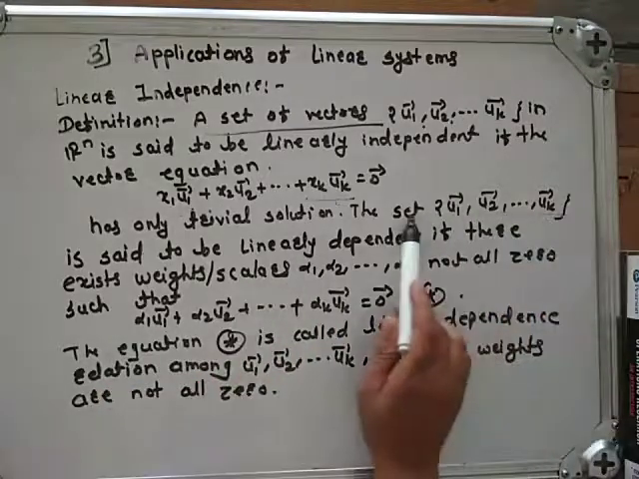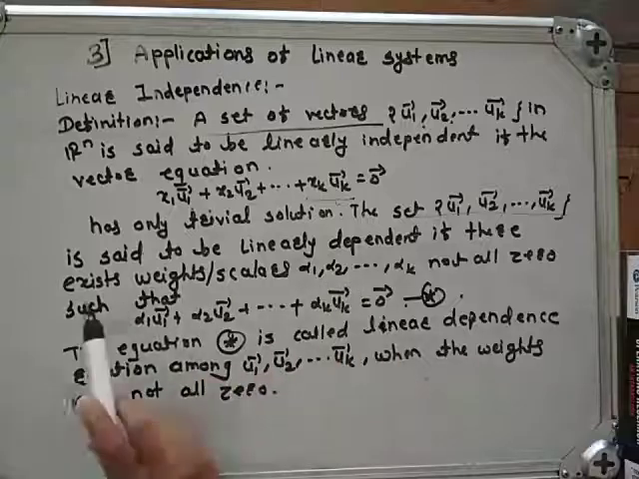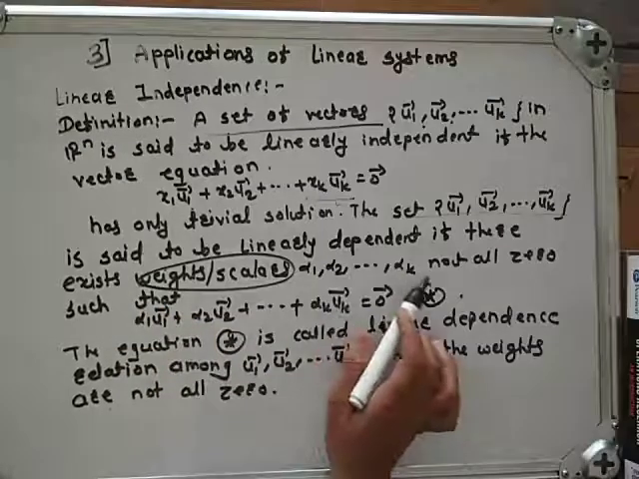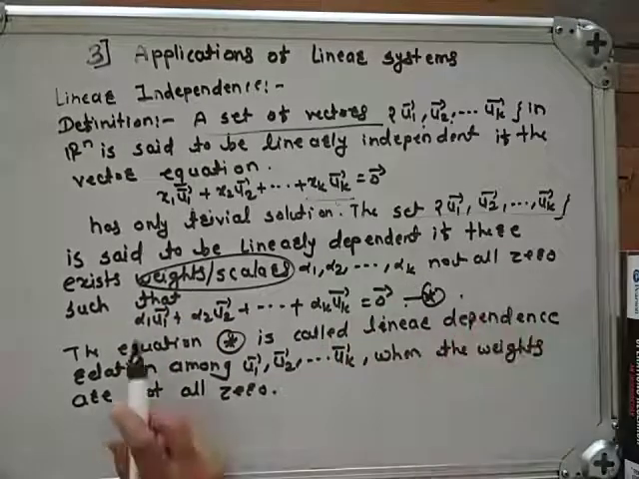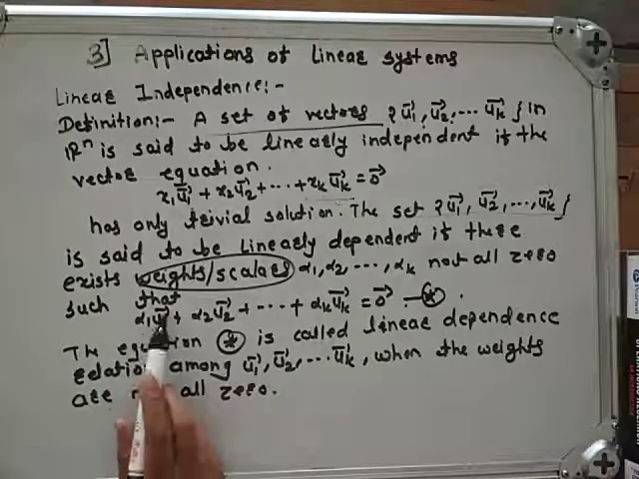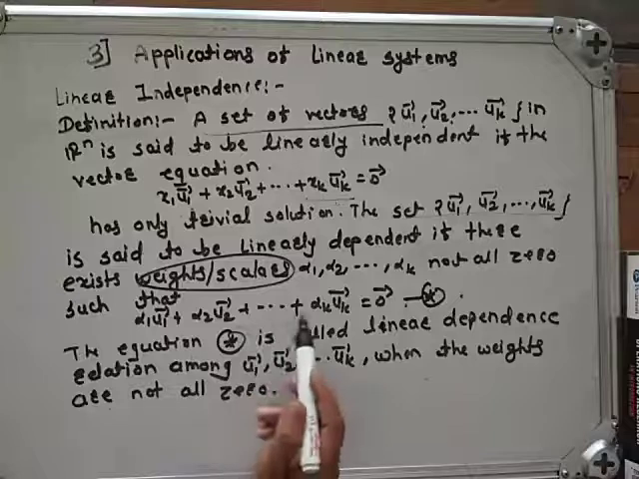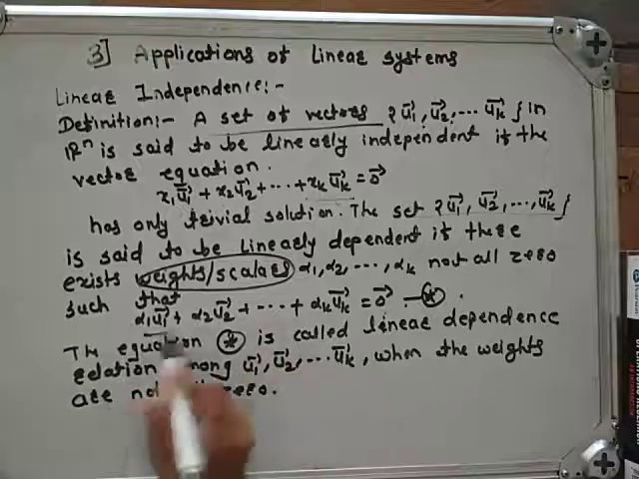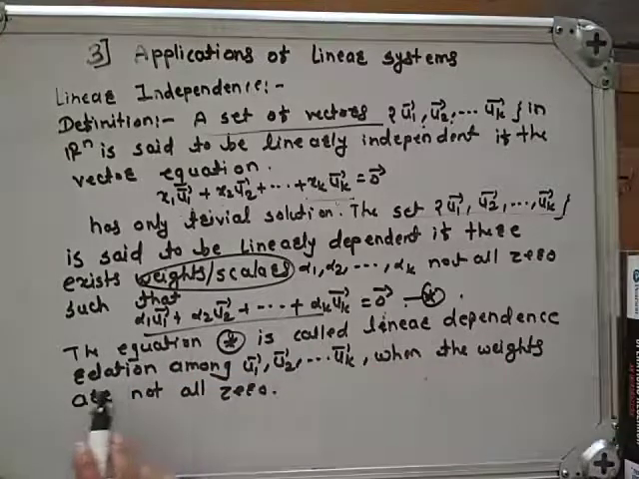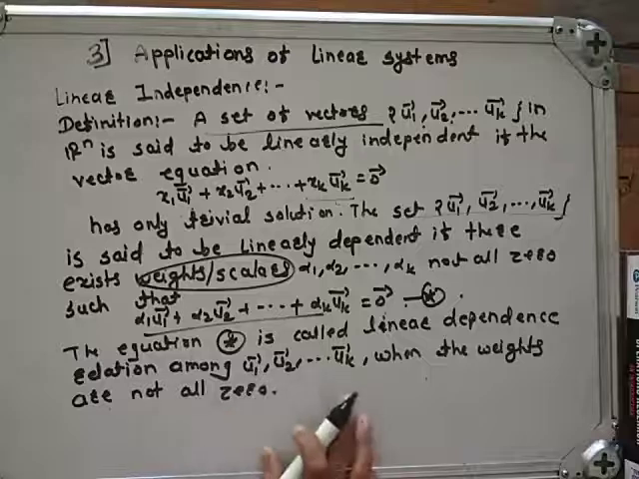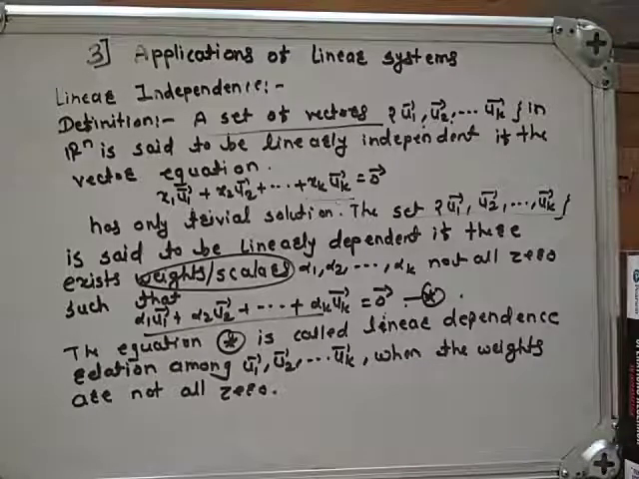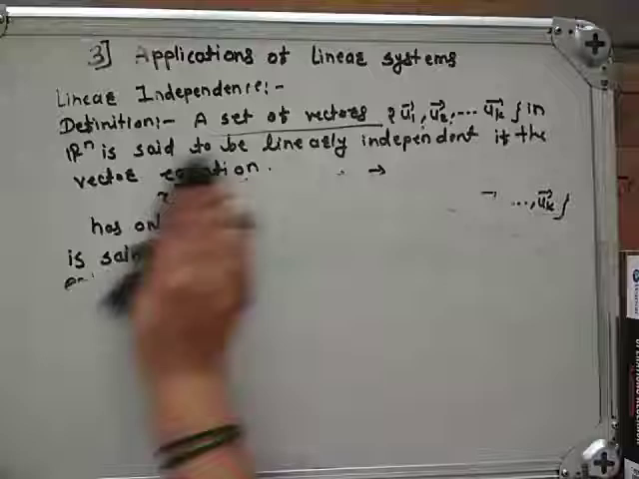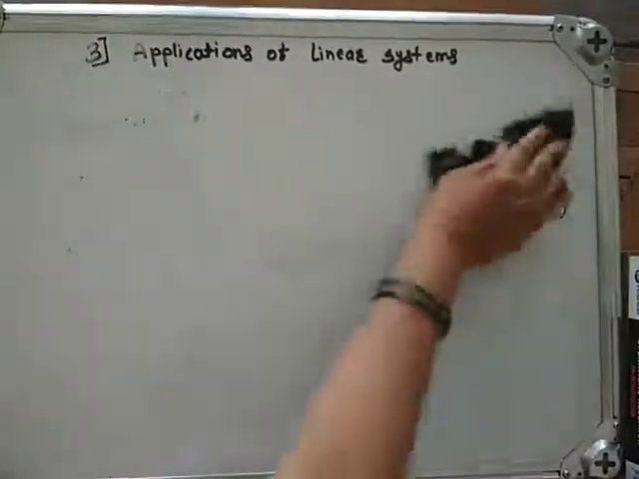and this set is linearly dependent if there exist weights or scalars, both are the same, alpha 1, alpha 2, and so on up to alpha k, not all 0, such that alpha 1 u1 bar plus alpha 2 u2 bar plus and so on alpha k uk bar is equal to 0 bar. Okay, and this equation star is called the linear dependence relation among u1 bar, u2 bar and so on up to uk bar. Okay, let us take some notes on linearly independent and linearly dependent vectors.